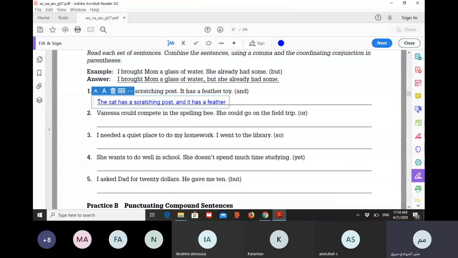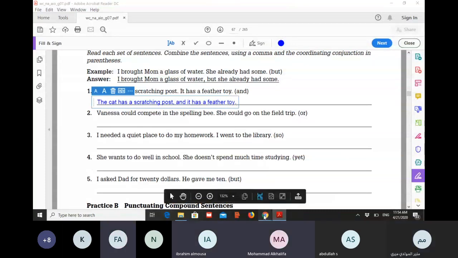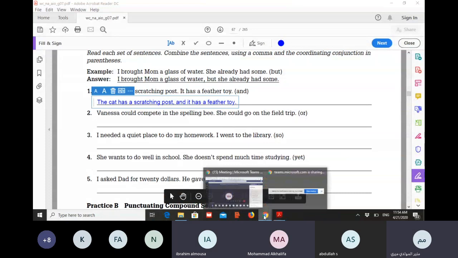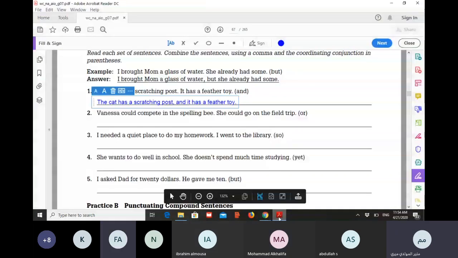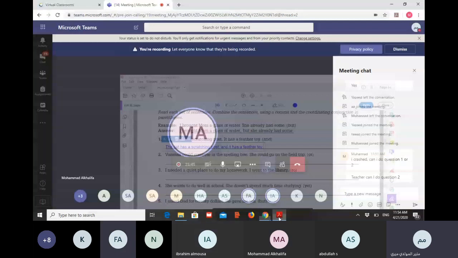Teacher, Mohammed says I want to do 1 or 2. But I think he has left. No, he came back. He joined the meeting. Okay, Mohammed, can you please do number 2? Can you write the answer for number 2?